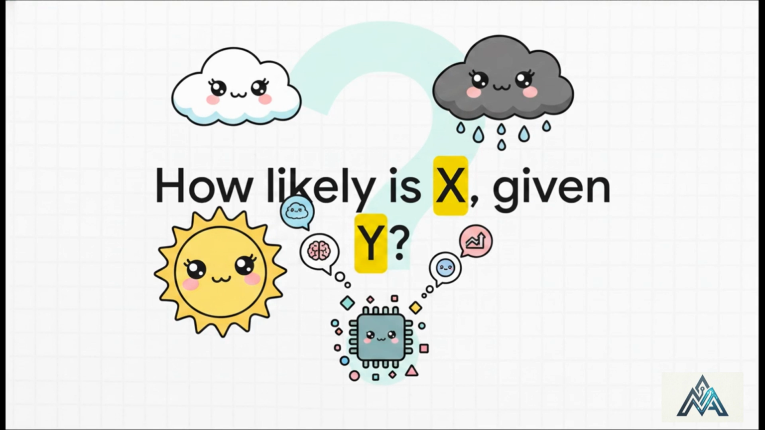Now, what's really fascinating here is Bayes' theorem. The fundamental question is, how likely is X given that Y has happened? This isn't just some abstract equation. It is literally the mathematical formula for changing your mind.